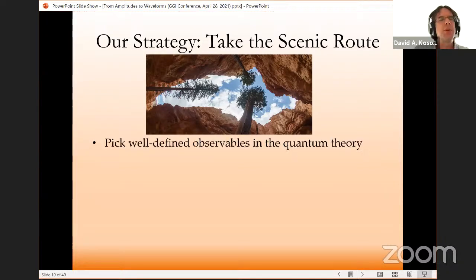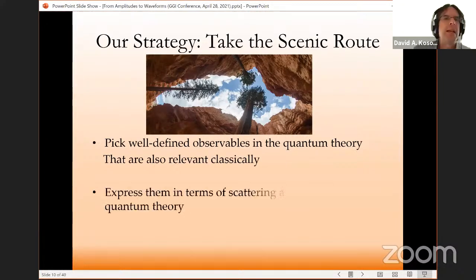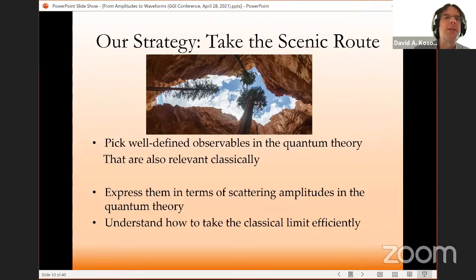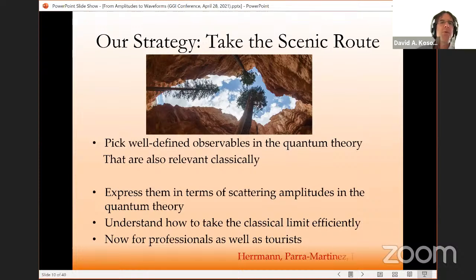So the basic idea is to pick well-defined observables in the quantum theory that are also relevant classically, and we express them in terms of scattering amplitudes in the quantum theory. And then we understand how to take the classical limit efficiently. Now, scenery suggests perhaps tourism, but in fact, we now, thanks to a recent pair of papers from Enrico Herrmann, Julio Parra-Martinez, Michael Ruf, and Mao Zeng, are now also for professionals as well as tourists, and I'll show you a snapshot of one of their results in a few minutes.